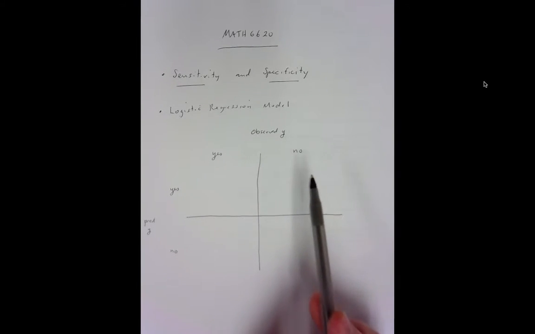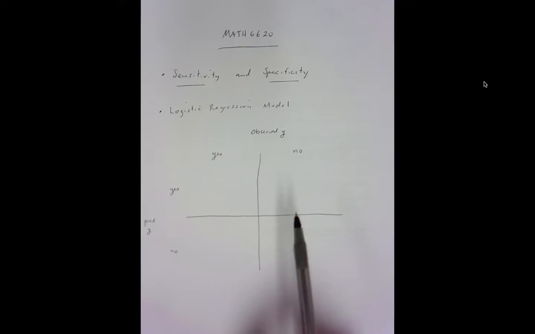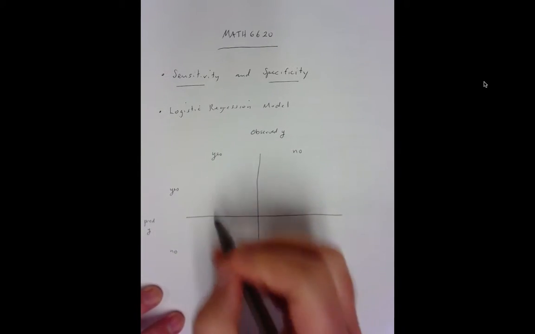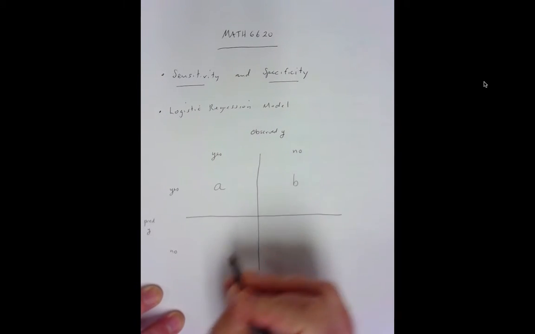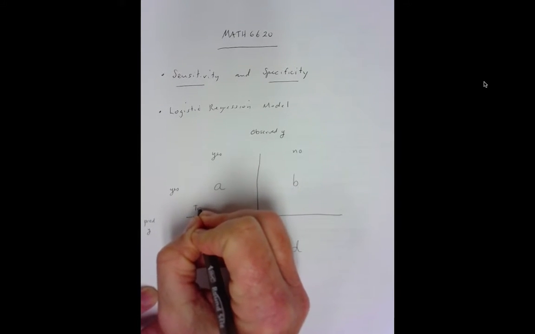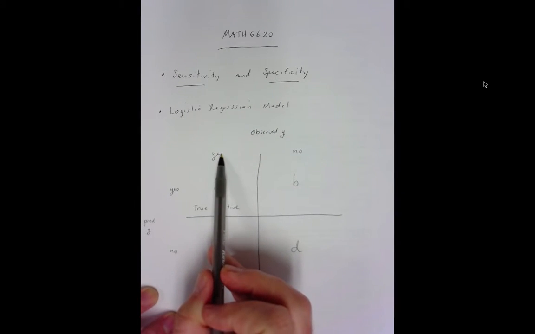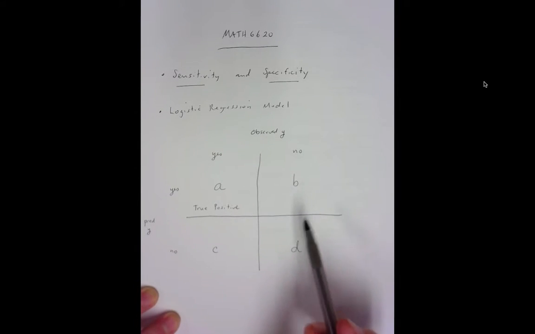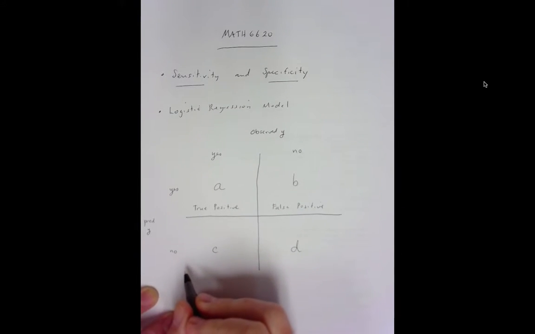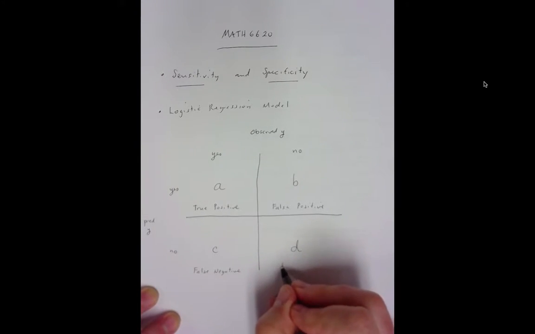The reason I'm focusing so much on this structure is that sometimes in R, depending on the way that we enter things, we might get these as no, yes, and no, yes. So for these definitions to work, we have to set up our table with this structure. I'm going to call these cell A, cell B, cell C, and cell D, and each one of these cells has a name. This is a true positive, probably for obvious reasons. We've observed a true case and it's a positive association. This is a false positive. This is a false negative. And of course, this is a true negative.